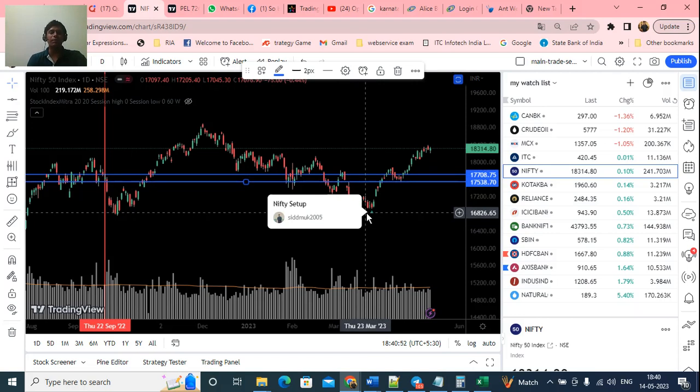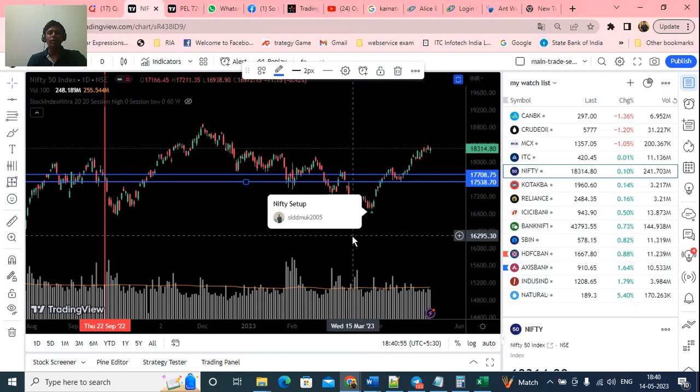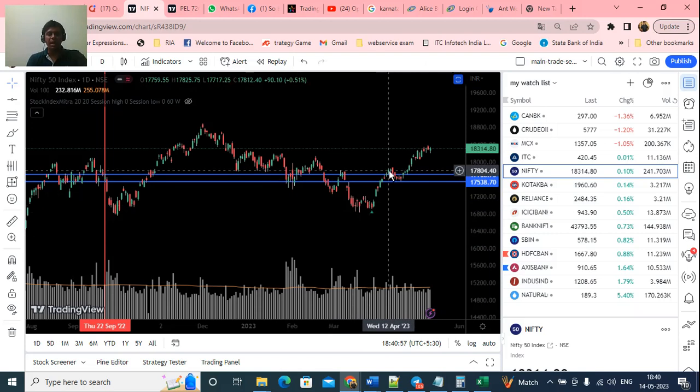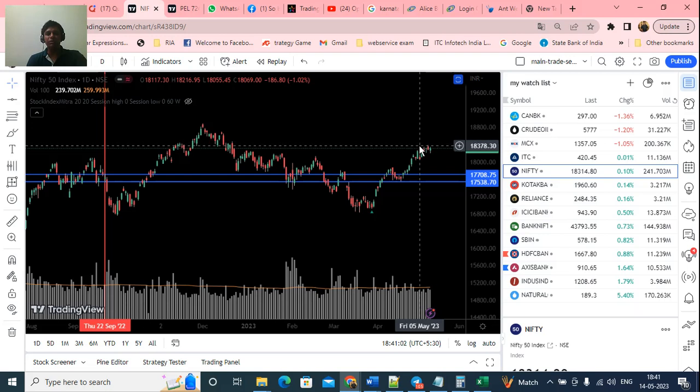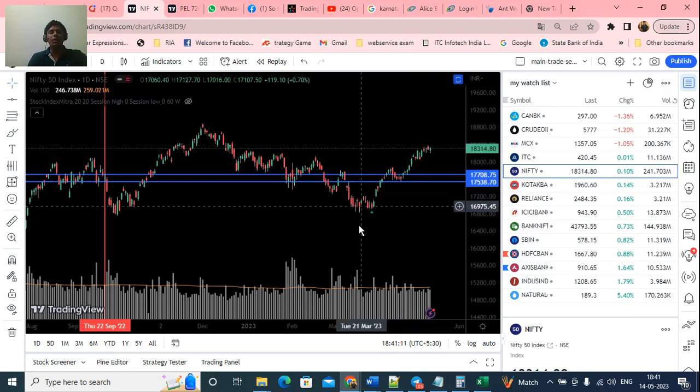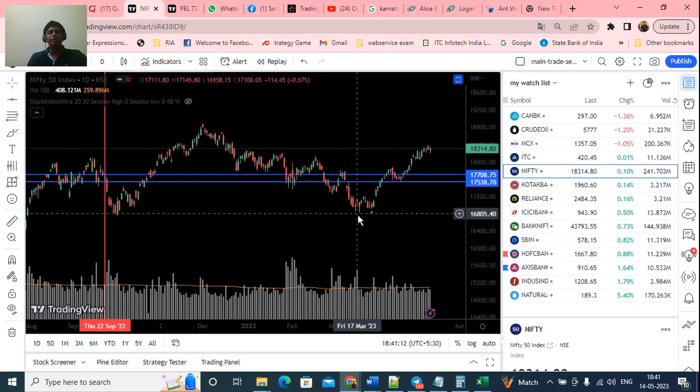Okay, so it was almost a 700 point fall, from 17,550 to 16,826. And when it started moving up from this area, it moved from 17,700 to 18,378. So again, a 700 point move here. Okay, and 7 is a very important number in terms of numerology.